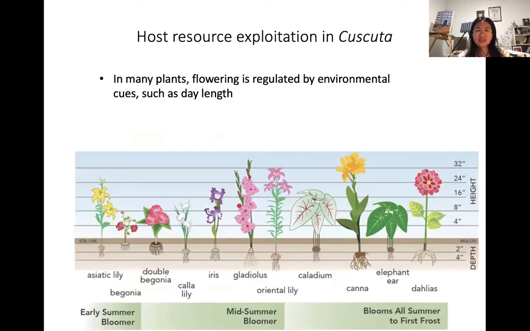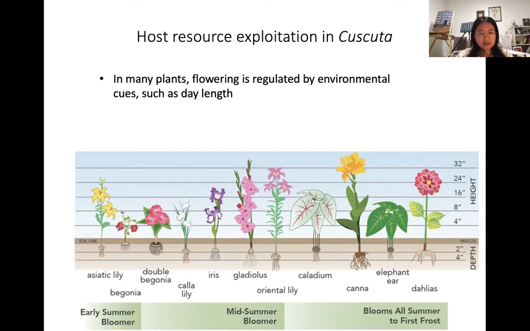One example I really liked is that we know flowering plants flower at different times of the day and different seasons of the year. The flowering is regulated by environmental cues, for example, the day length. Below is a chart of what kind of flower you can get in each time of the year.